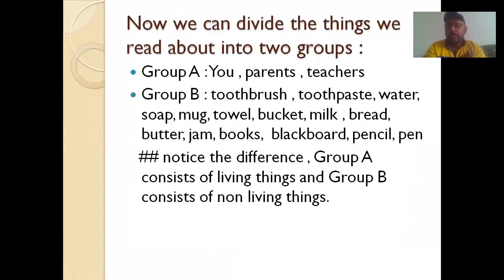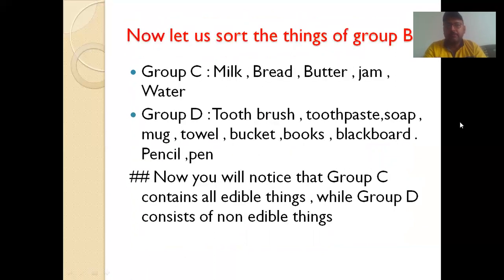As I discussed with you one example of our daily routine life, if I start from here, I will divide those things and the persons who came in that example. That is group A: you, we, parents and teachers. In group B, the other material which I use: toothbrush, toothpaste, water, soap, mug, towel, bucket, milk, etc. Everything. Now, did you notice the difference? On what basis did I differentiate these? Group A consists of living things, and group B consists of non-living things.